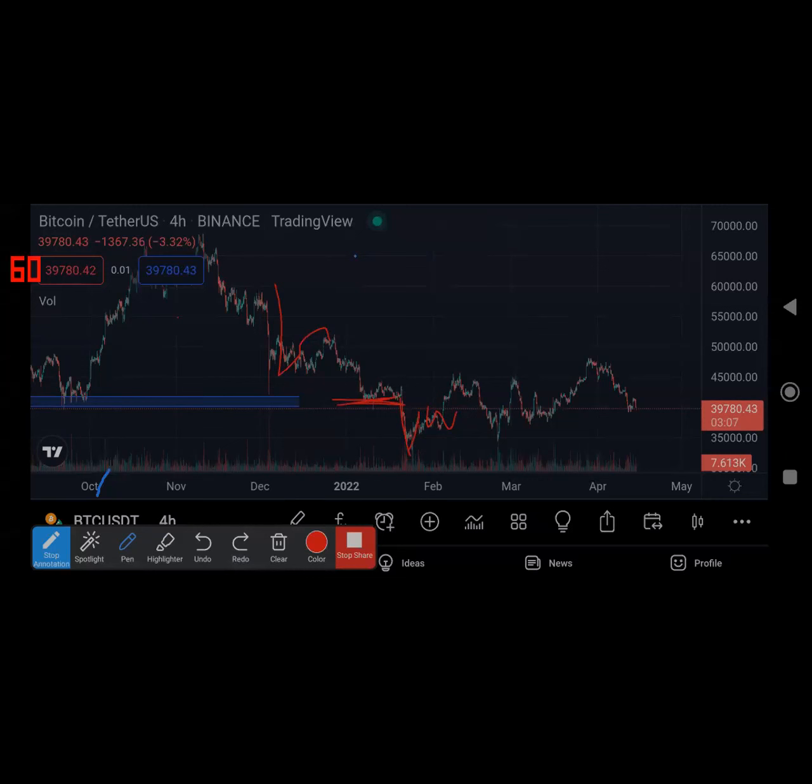Once the support is broken, a new resistance has been formed. Once the resistance is broken, a new support has been formed. Any question? Any question before we round up?